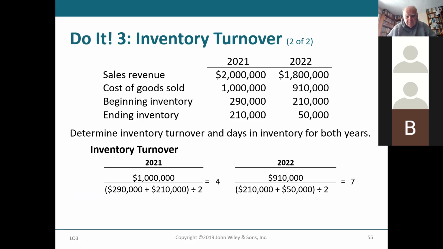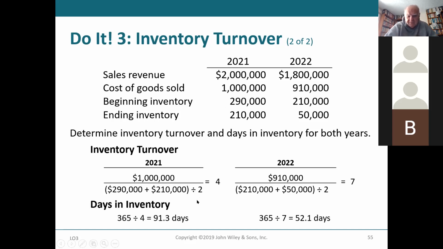There we go. In 2022, we had 910,000 divided by the 210 and the 50 average equals 7 turns. Here, the average of 290 and 210 would be an average of 250, and 1,000 divided by 250 is 4. And of course, we want to change them into days on hand. It takes them 93 days to get this product to market, whoever this company is.